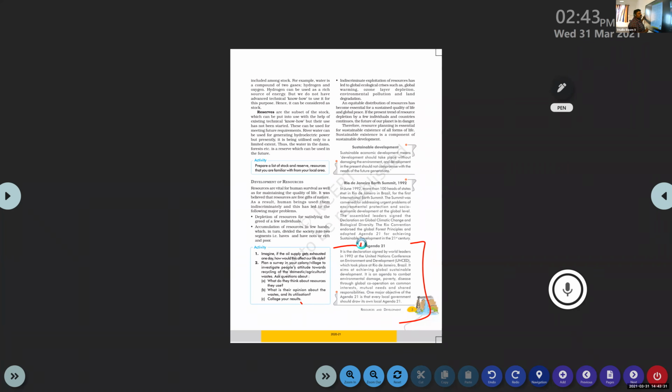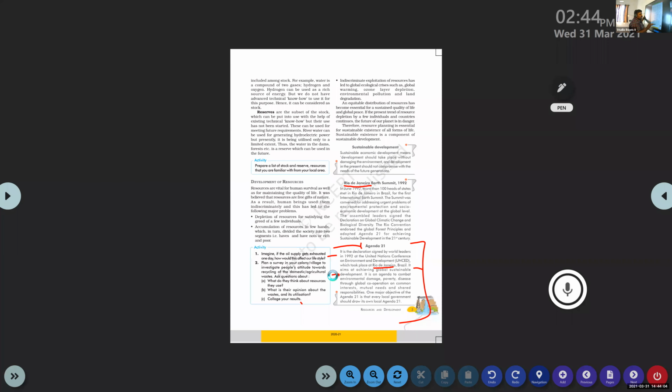What is a declaration? They are declaring, or agreeing, and in that agreement almost all the world leaders signed. That happened in the year 1992, at the United Nations Conference on Environment and Development, UNCED. That meeting was conducted in the place called Rio de Janeiro, in Brazil, as we just read. It aims at achieving global sustainable development.